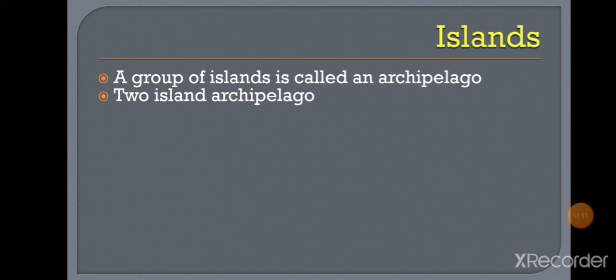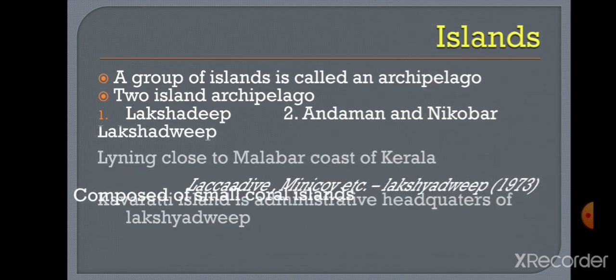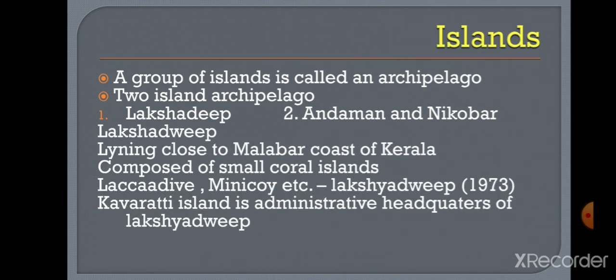First one is Lakshadweep and second one is Andaman. And when we talk about Lakshadweep, Lakshadweep is actually lying close to the Malabar coast, which we have seen in the western coast area. It is part of Kerala state.